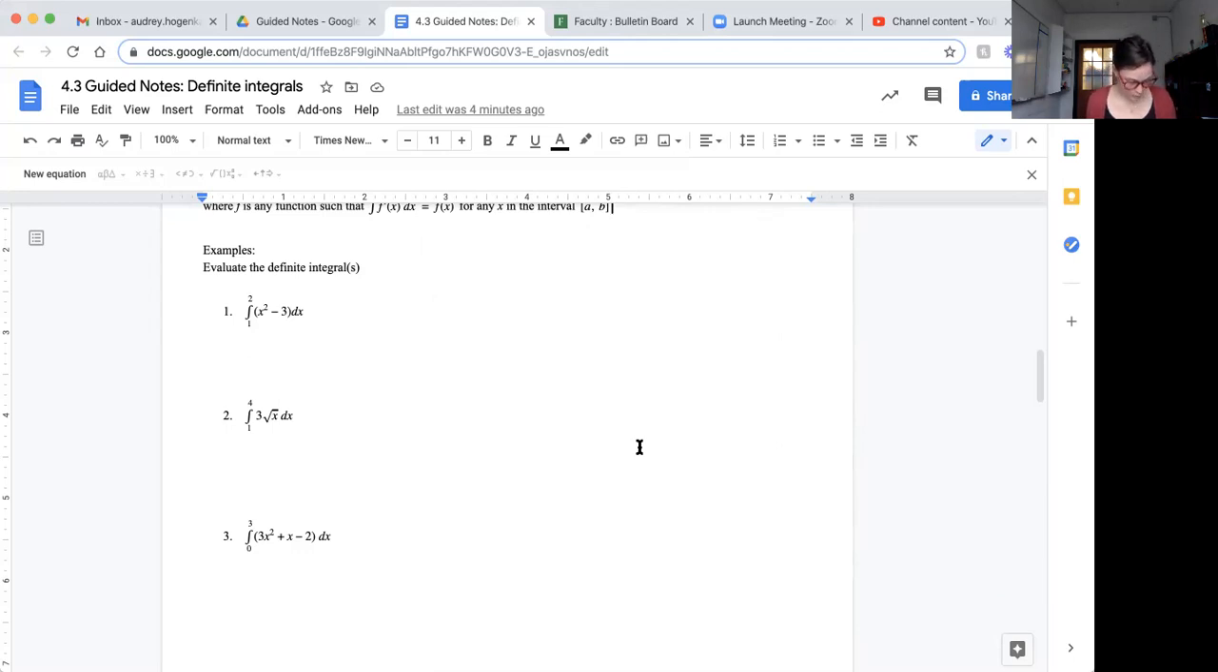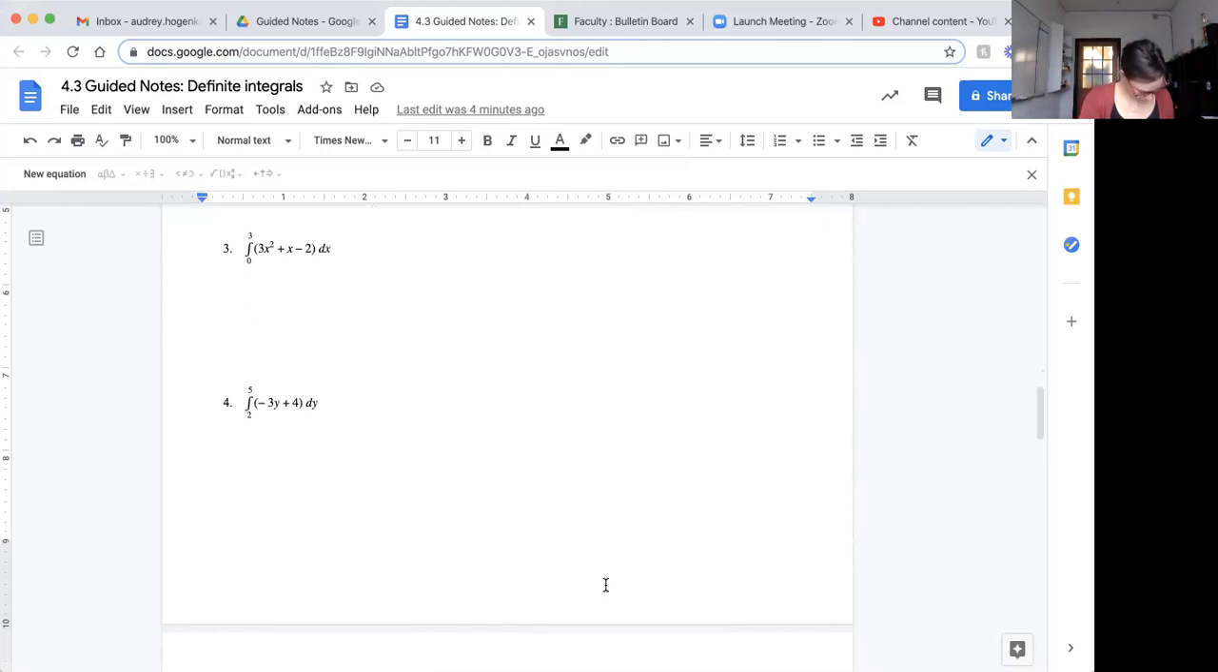Number 3, I will let you do on your own, but you should get 51 halves. And then if we need to go over that in class, we can do that. And then number 4 is also not super tricky, and we can go over that in class, but the answer you should get is negative 39/2. Okay, so again, remember your steps. You just want to evaluate your integral normally and then go from your upper bound minus your lower bound. You just kind of plug it in, do a little bit of algebra.